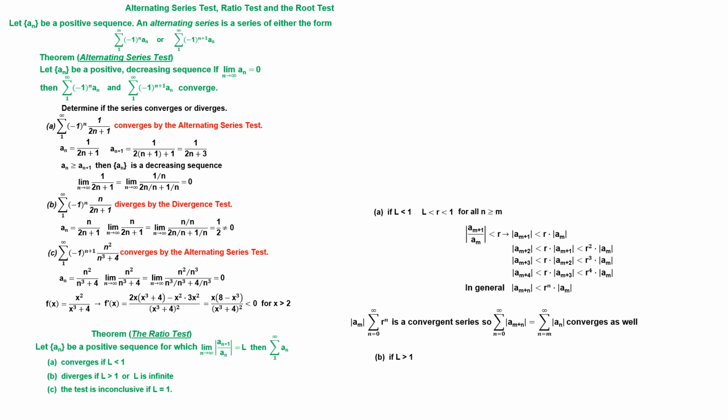Now let's work on the second case. The proof is similar. If L is greater than 1, we work as before with the inequalities reversed. And we find the geometric series on the right diverges. And so, by the direct comparison test, the series also diverges. Part C is left as an exercise.